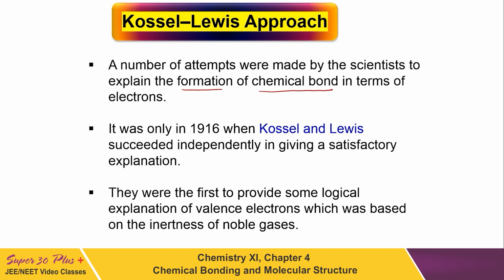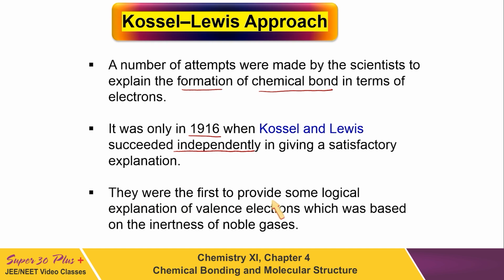We did not have any idea how these bonds are formed, so various attempts were made to explain the bonding. In 1916, more than 100 years ago, Kossel and Lewis, two different scientists, succeeded independently. What do we mean by independently? It means they were working separately, not in the same geographical area. They gave a satisfactory explanation for the formation of bonds.